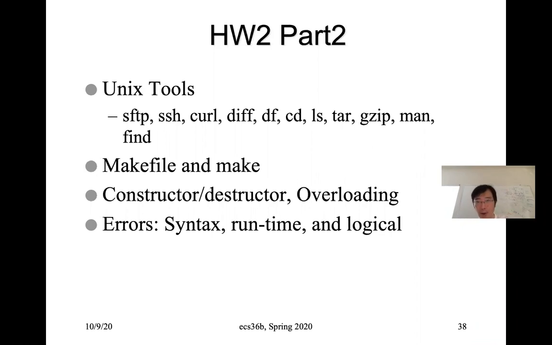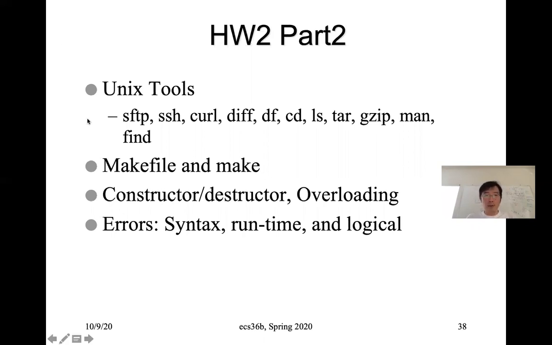Diff is very useful. DF is for looking at your file system. It's very useful, especially if you're using Windows together with Ubuntu, when you want to see where things are across the file system boundary. Of course, you should be using cd and ls. You have been using tar, gzip, and man, which is important. Another function which is quite useful is find. You will be able to find the right resources.